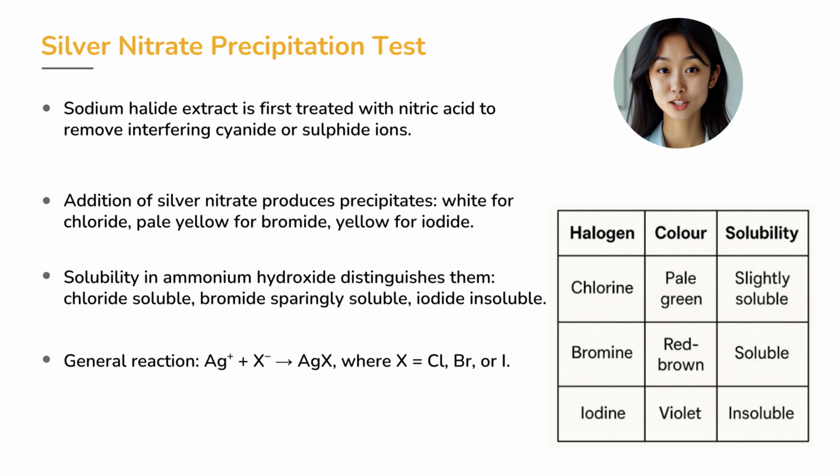The general equation is simple. Halide ion plus silver ion gives silver halide precipitate. The colors and solubility differences serve as the fingerprints of each halogen. So, in practice, you don't just look at the color, you also test solubility to be sure.